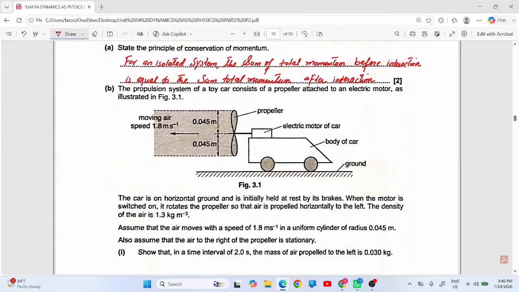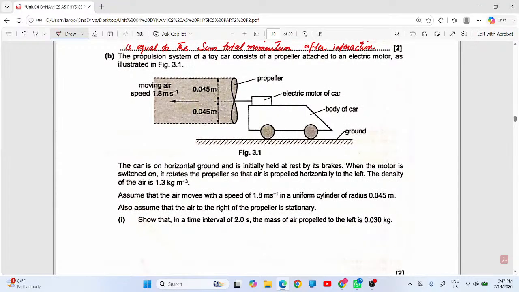Any confusion? No sir. Next, read it slowly.